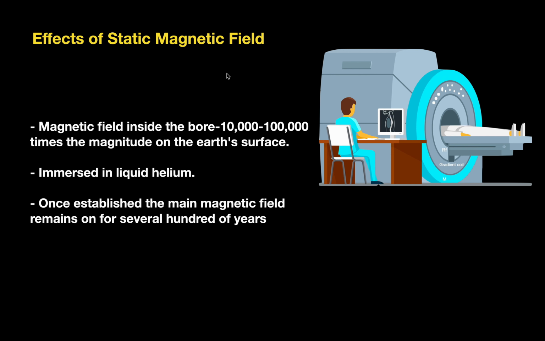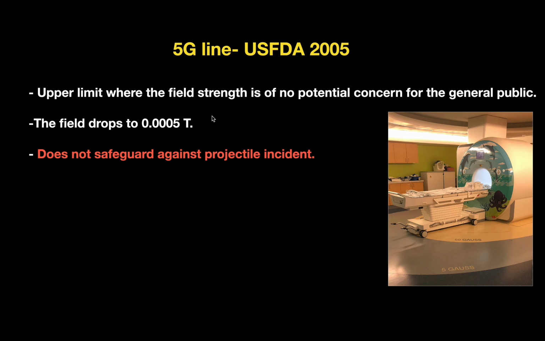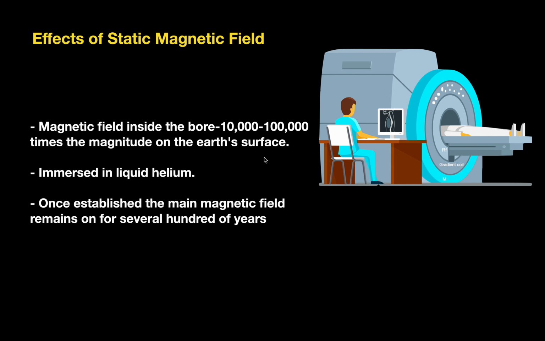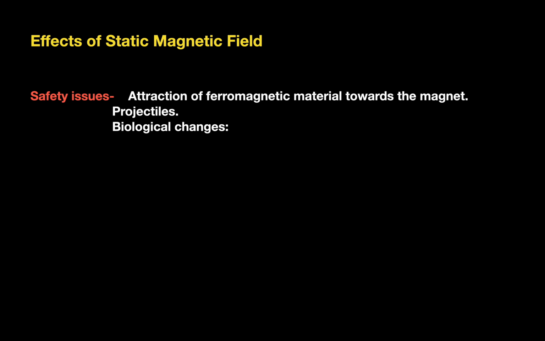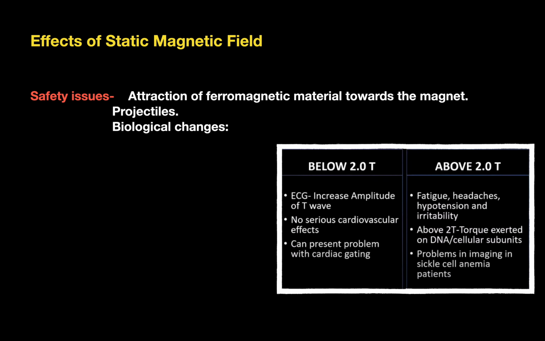First, we will discuss the effects of static magnetic field. The static magnetic field is produced by the static magnetic field coils in the MRI, and the magnetic field inside the bore is approximately 10,000 to 100,000 times the magnitude on the Earth's surface. These coils are immersed in liquid helium to decrease the resistance, and once established, the main magnetic field remains on for several hundred years. So what are the effects? It can cause attraction of ferromagnetic materials toward the magnet, can cause projectile type of injuries, and it can produce biological changes. The biological changes depend on the magnetic strength.